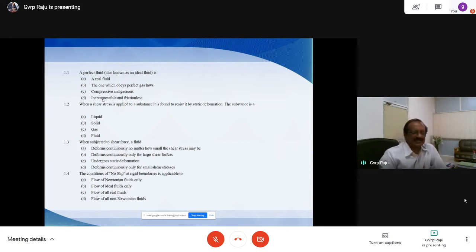So for ideal fluid, the answer here is incompressible and frictionless. It is not compressible and frictionless, no friction. When the ideal fluid is set in motion, no resistance is offered in the opposite direction, as there is no friction, no viscosity, etc. So 1.1, the answer is D, incompressible and frictionless.